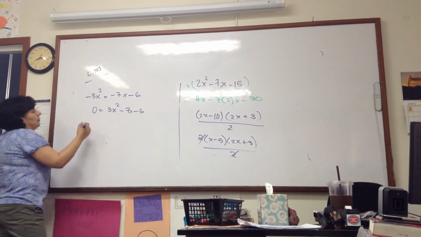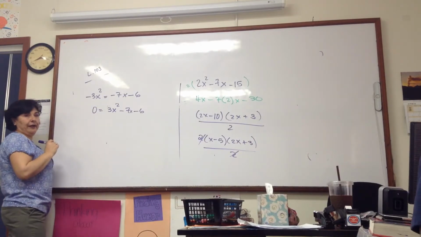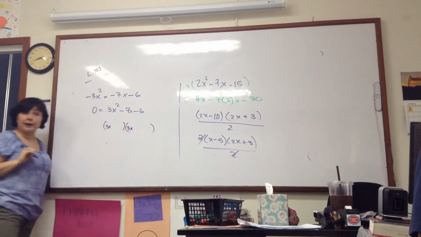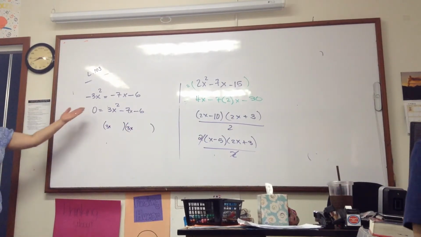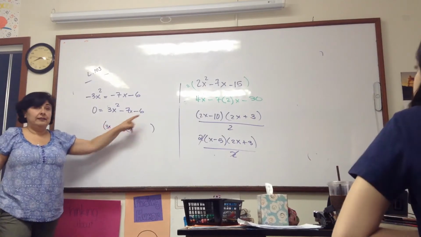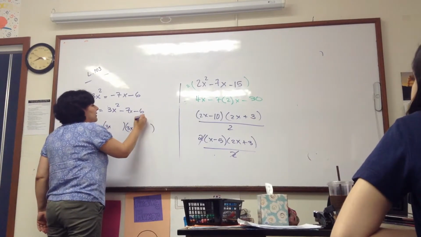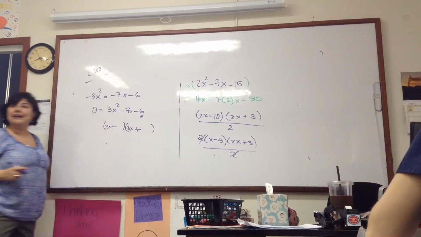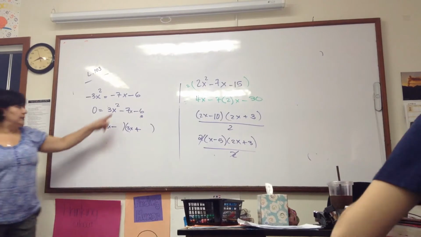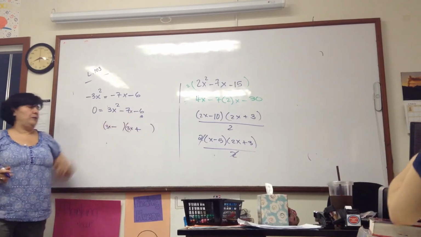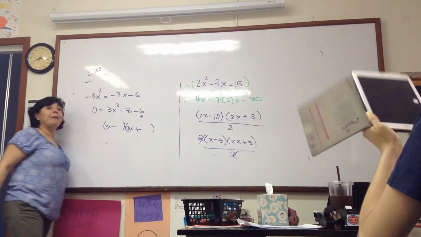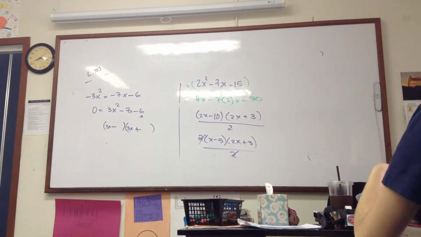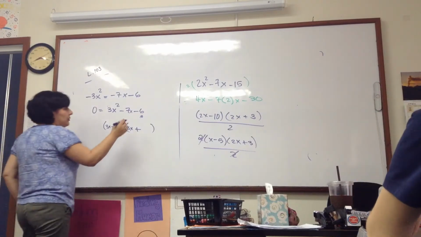Now, what do I multiply by? 3. So I'm going to get 3x and 3x. If I'm multiplying by 3, that's a 9, and this is going to be an 18. So, plus plus. Two numbers that multiply give me 18, and added give me 7. 9 and 2.